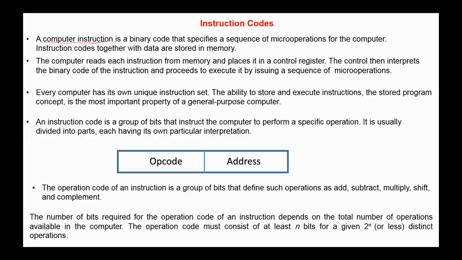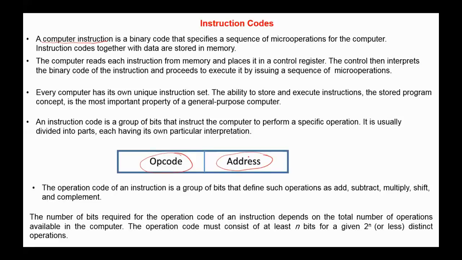The ability to store and execute instructions, the stored program concept, is the most important property of a general purpose computer. An instruction code is a group of bits that instructs the computer to perform a specific operation. It's usually divided into two parts, each having its own particular interpretation. The first part is called the operation code, and the second part is called the address part.